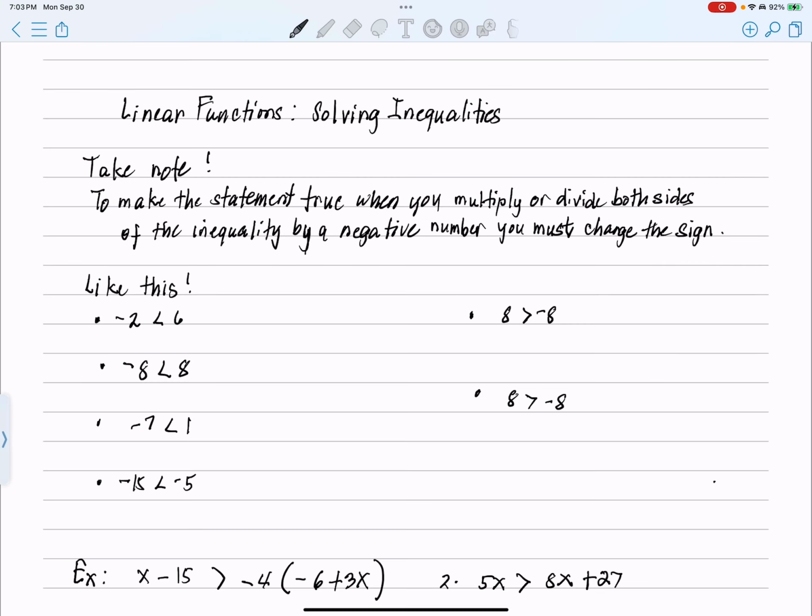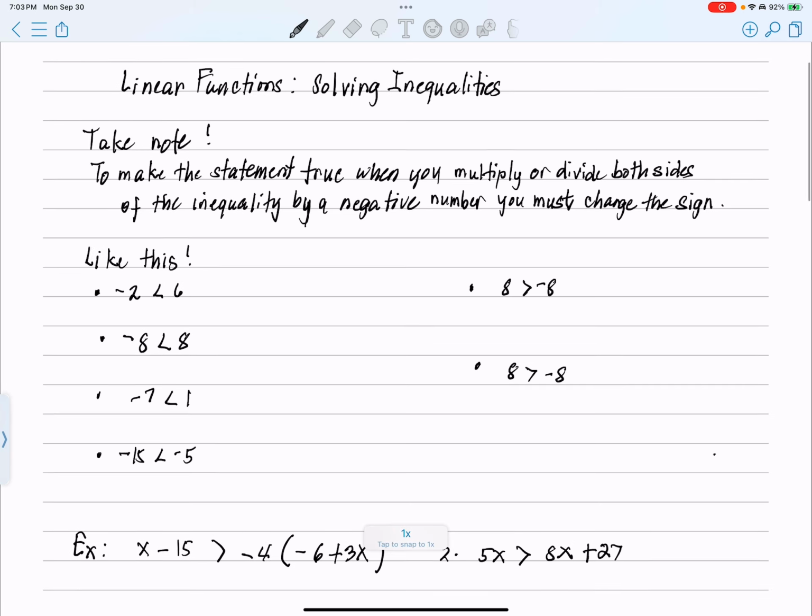Welcome to Matematika. Today we're going to do linear functions, that is solving inequalities. Take note, to make the statement true, when you multiply or divide both sides of the inequality by a negative number, you must change the sign. Like this. You have a negative 2 less than 6.